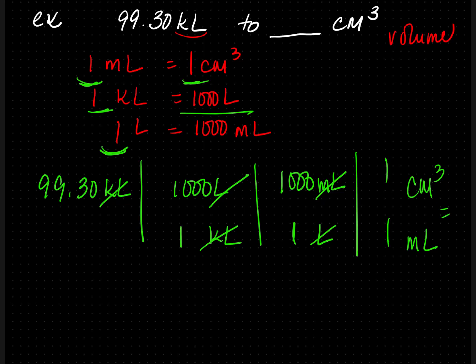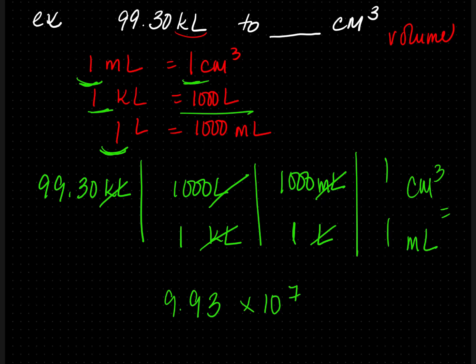Now I'm going to do my math. So 99.30 times 1,000 times 1,000 times 1, divided by 1 times 1 times 1, which is equal to 1. This will give you 9.93 times 10 to the 7th.